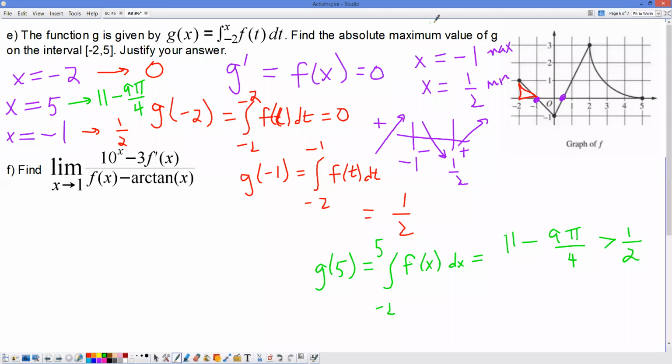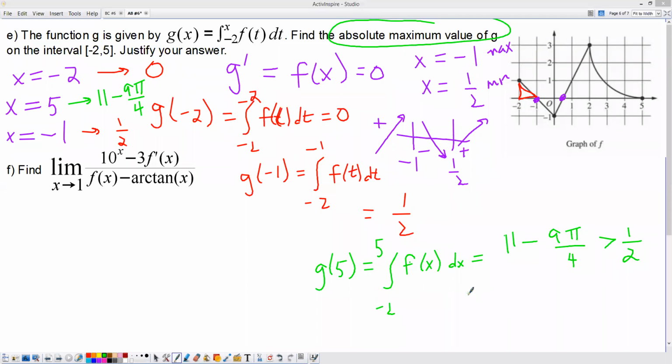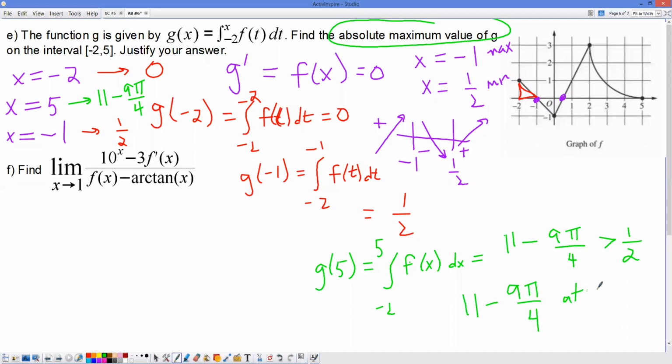And since it says what is the absolute maximum value of g, the answer should be 11 minus 9 pi over 4. It doesn't ask, but we could say that that occurs at x equals 5. Sometimes it might not include that, or it might ask you to include the actual value at where it occurs.